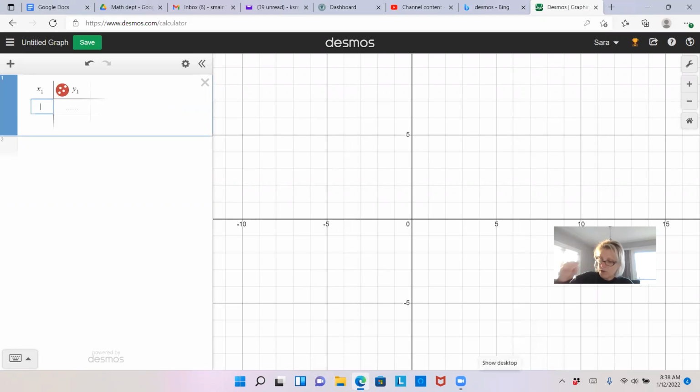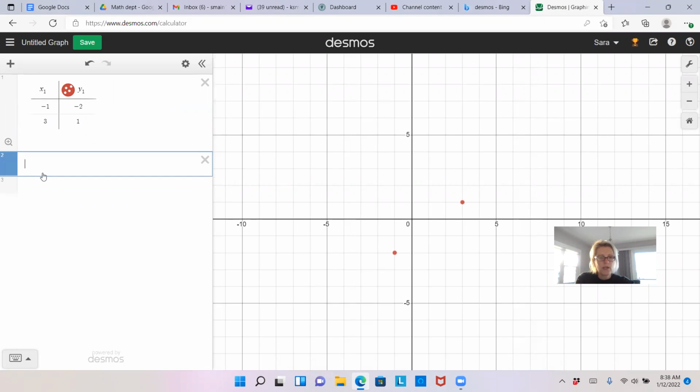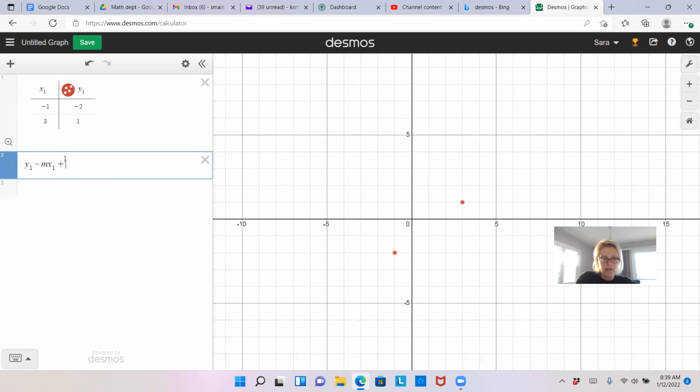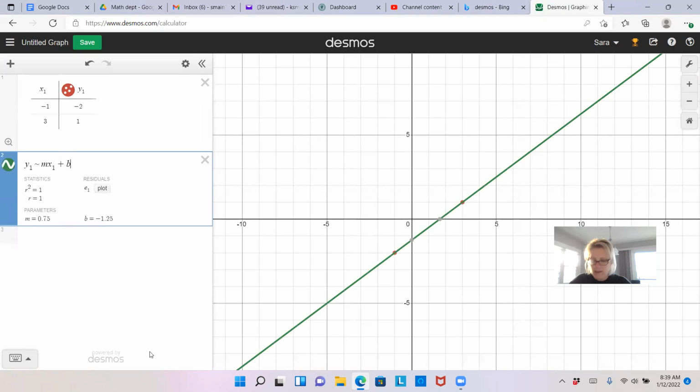And in my table, I'm going to put my 2 points, -1, -2, and 3 and 1. Then I'm going to go down here to my next row and I'm going to type y1. I have to use whatever my table came up with. So my table has x1, y1, so I have to use x1, y1. So y1 tilde, m for slope, x1, because that's where it's going to use the data in x1, plus b, and voila, it gave me my slope m right down here under parameters, and b a negative 1.25.